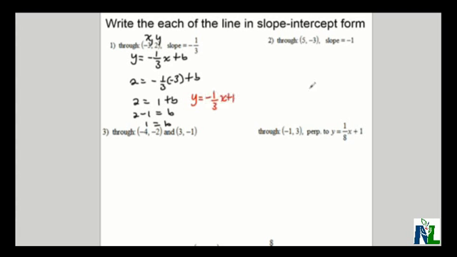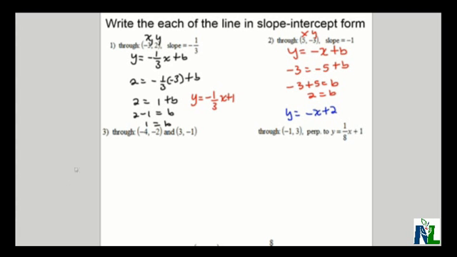If you wish, you could pause the clip and try example 2 on your own. I'm going to do the solution here. We have a slope, again, of negative 1, but we don't know what the y-intercept is. We can substitute 5 and negative 3 in for x and y. Negative 3 equals negative 5 plus b. Negative 3 plus 5 would equal b. 2 is the y-intercept. So when we rewrite the equation in slope-intercept form, y will equal negative x plus 2.